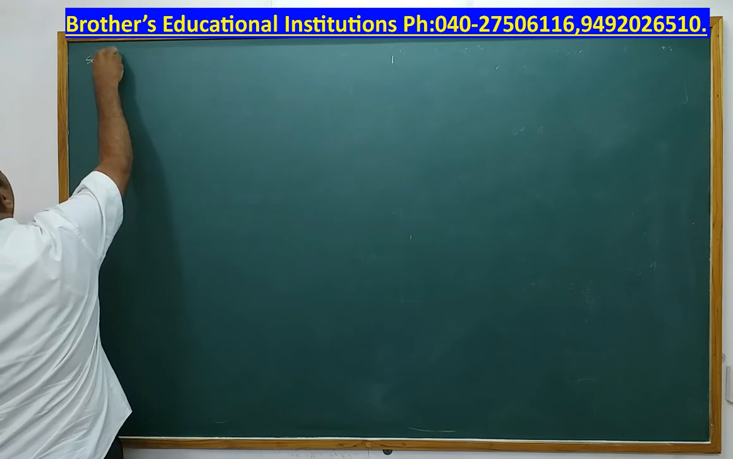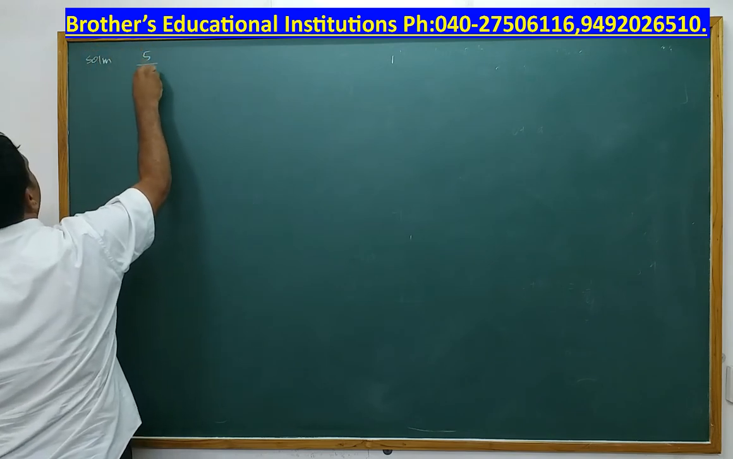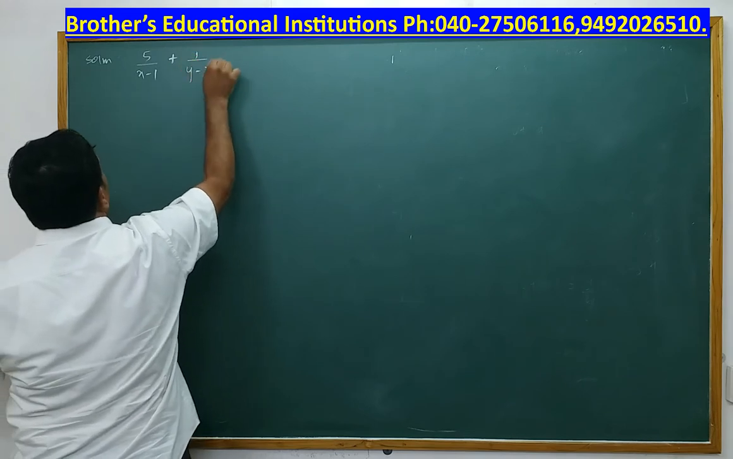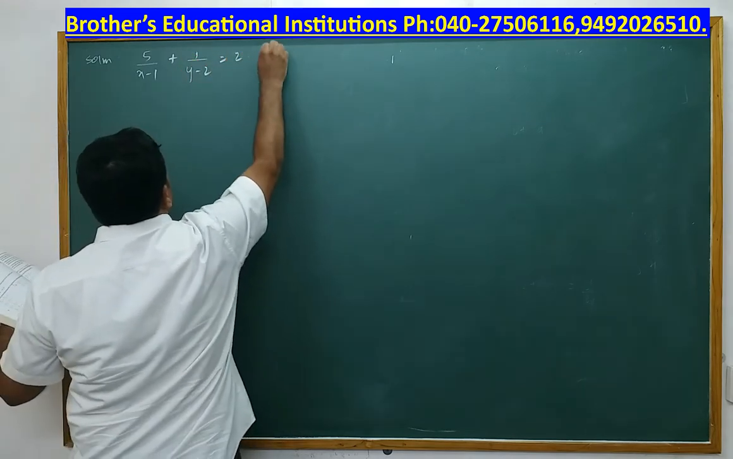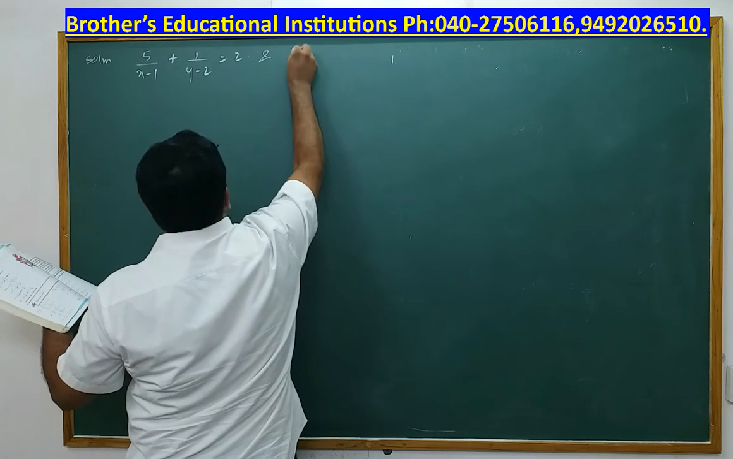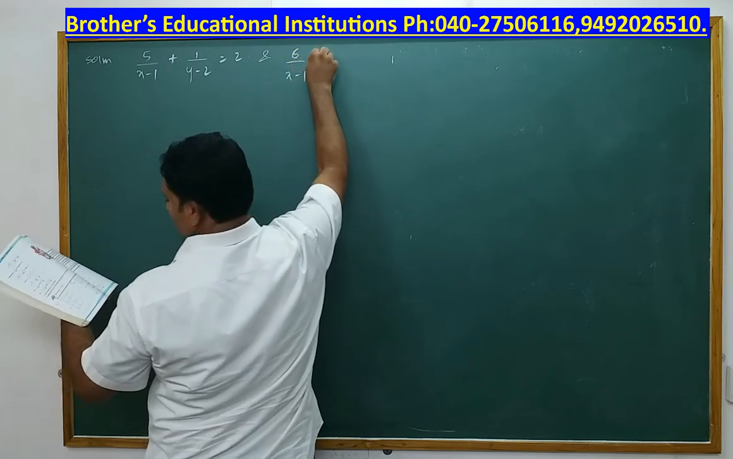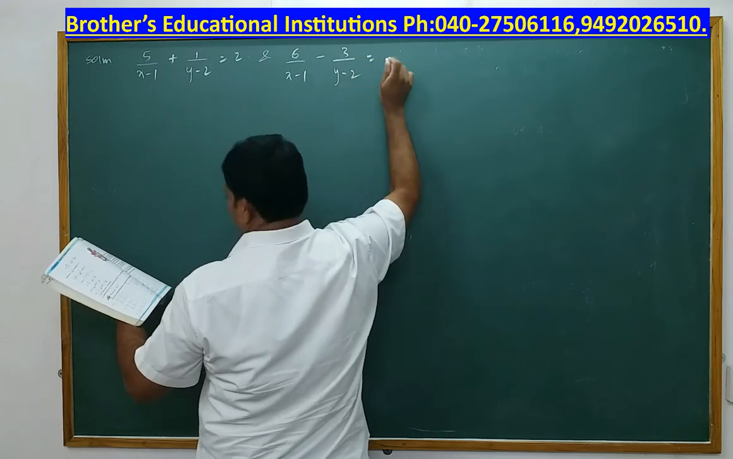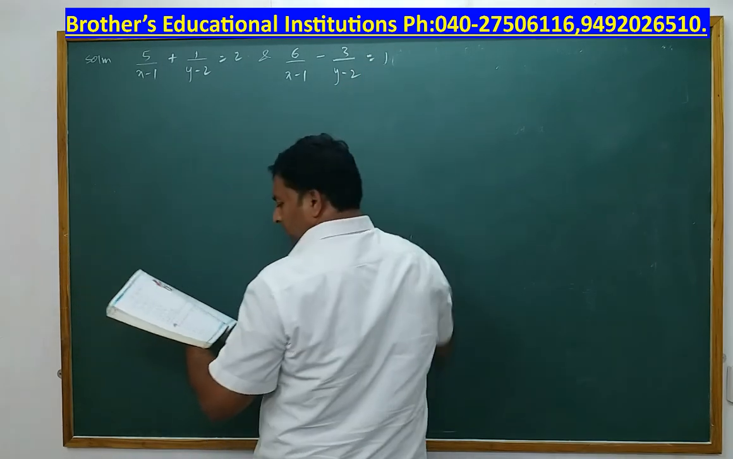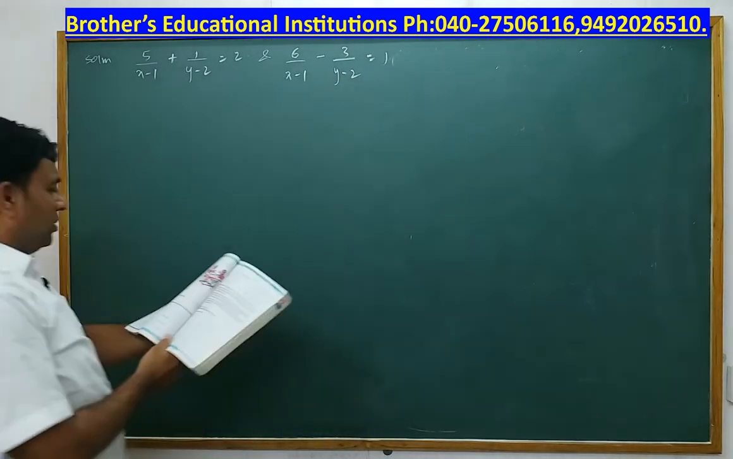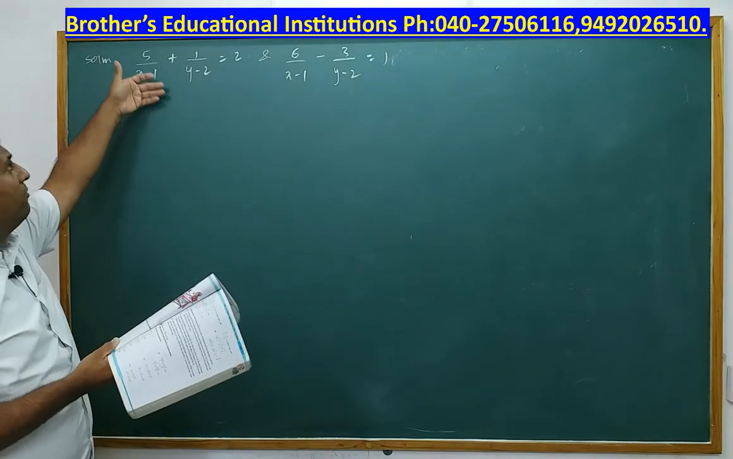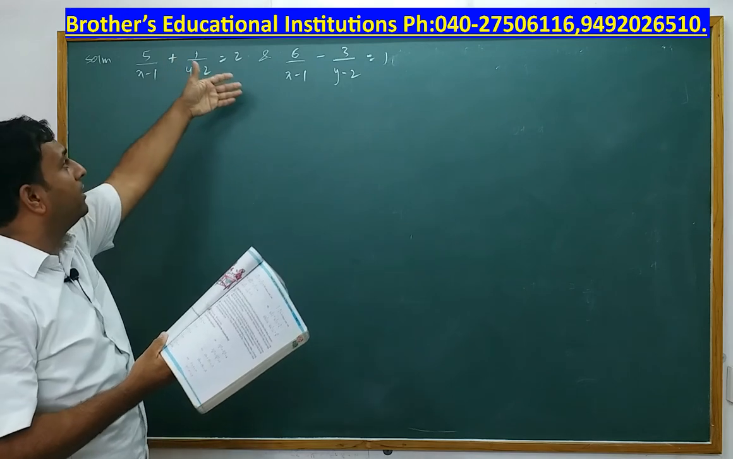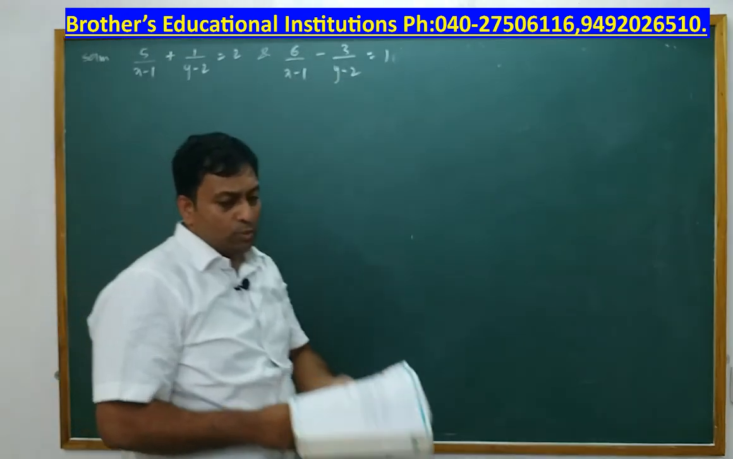Solve. 5 by x minus 1 plus 1 by y minus 2 is equal to 2, and 6 by x minus 1 minus 3 by y minus 2 is equal to 1. All right. So make sure that you note down the equations properly.